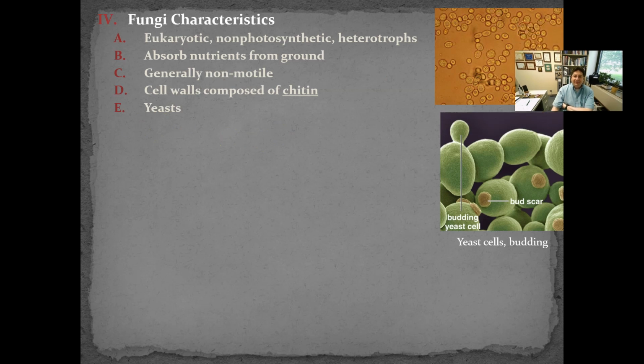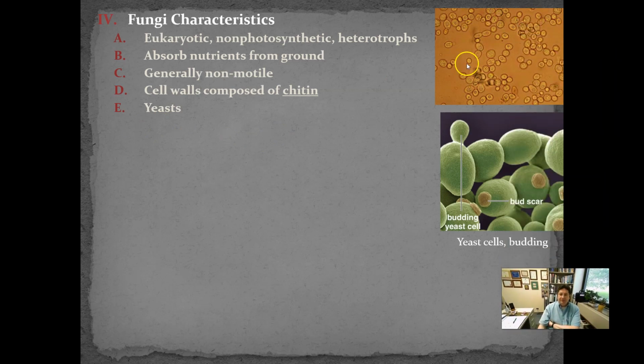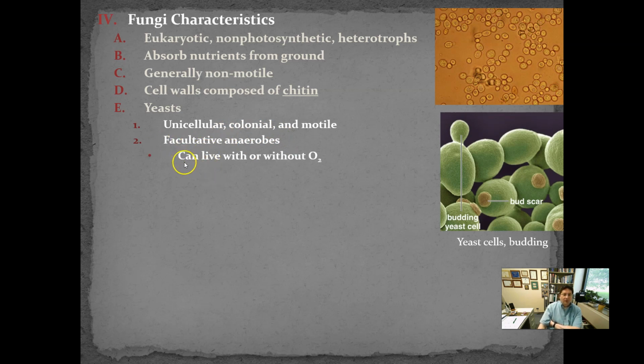First, you have yeasts. Yeasts pictured here. Here's some yeasts under the microscope and even more zoomed in. Yeasts are single-celled, unicellular. They live in small groups, colonial, and they can move about. They are also what we call facultative anaerobes. Now, an anaerobe is something that can live without oxygen. Facultative kind of means either or. So yeast can live with or without oxygen. So that's one type of fungi.